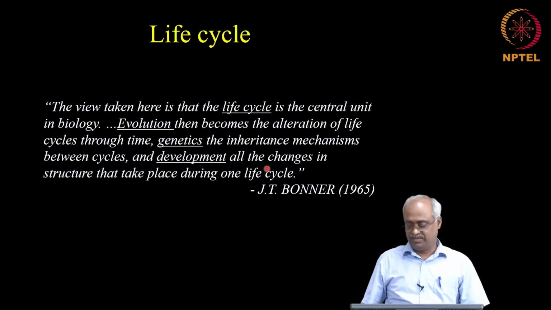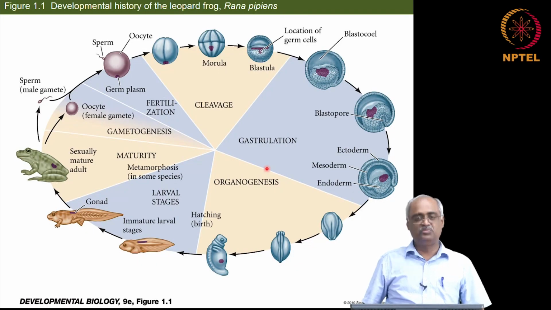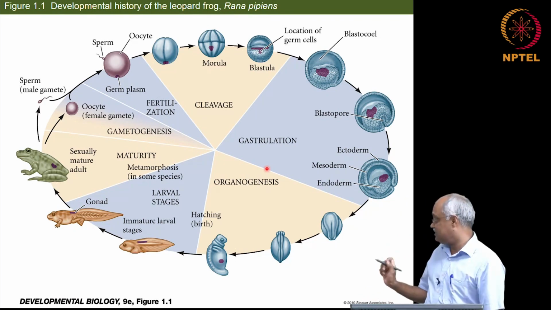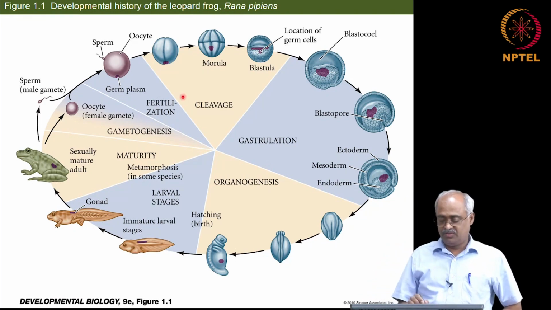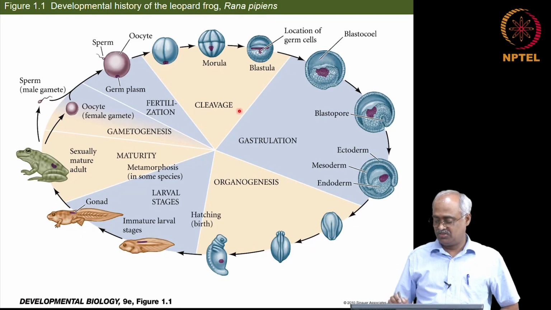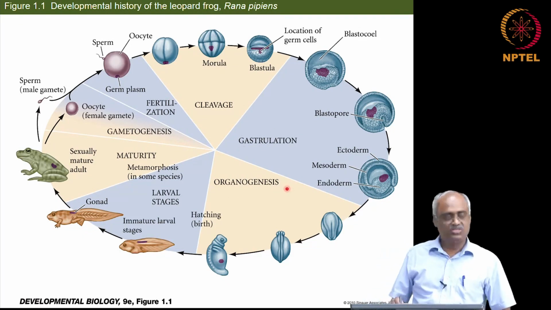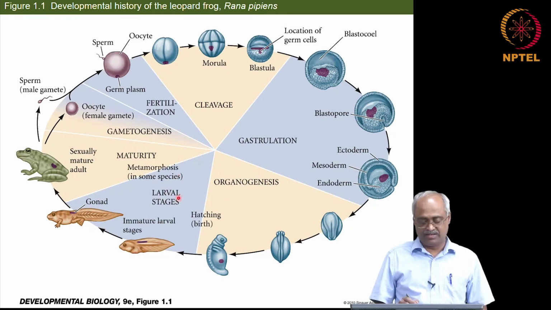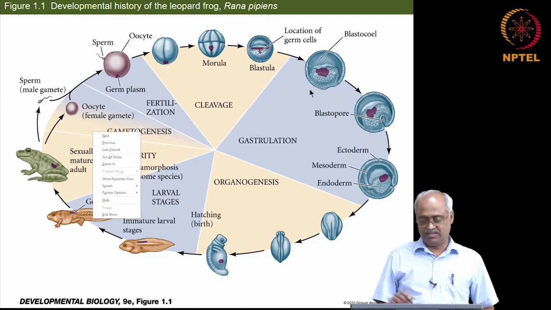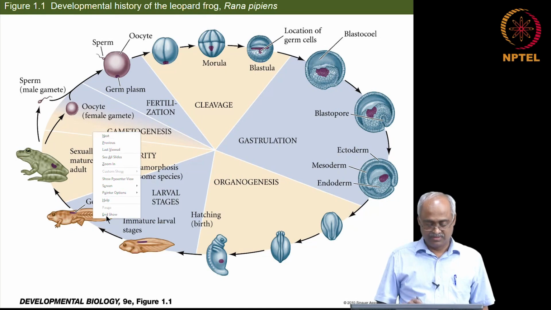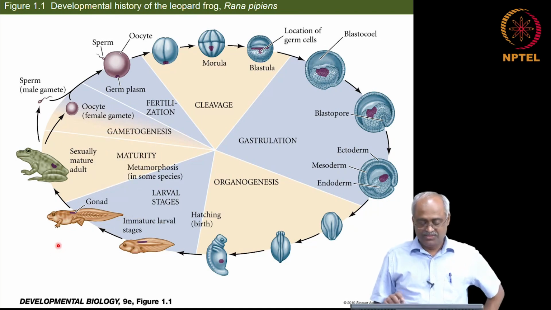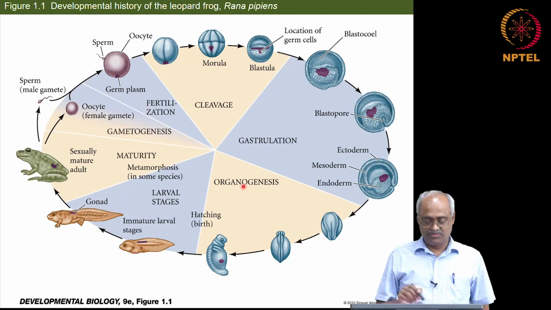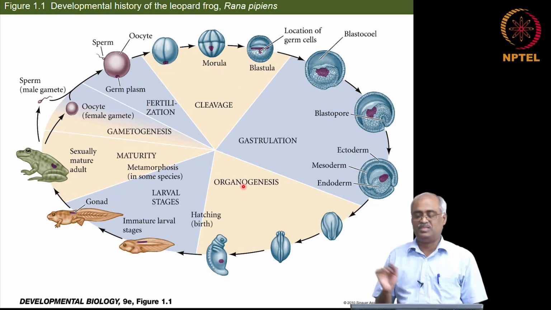So with this quote we will look at a generalized life cycle, but the pictures shown here in the cartoon are that of a frog, but that applies to most organisms. So the major stages are in capital letters: fertilization, cleavage, gastrulation, organogenesis, then metamorphosis, because there is variation in some organisms, so you have maturity or larval stages, then you have gametogenesis. So these are 1, 2, 3, 4, 5, 6 stages. These are the major stages.